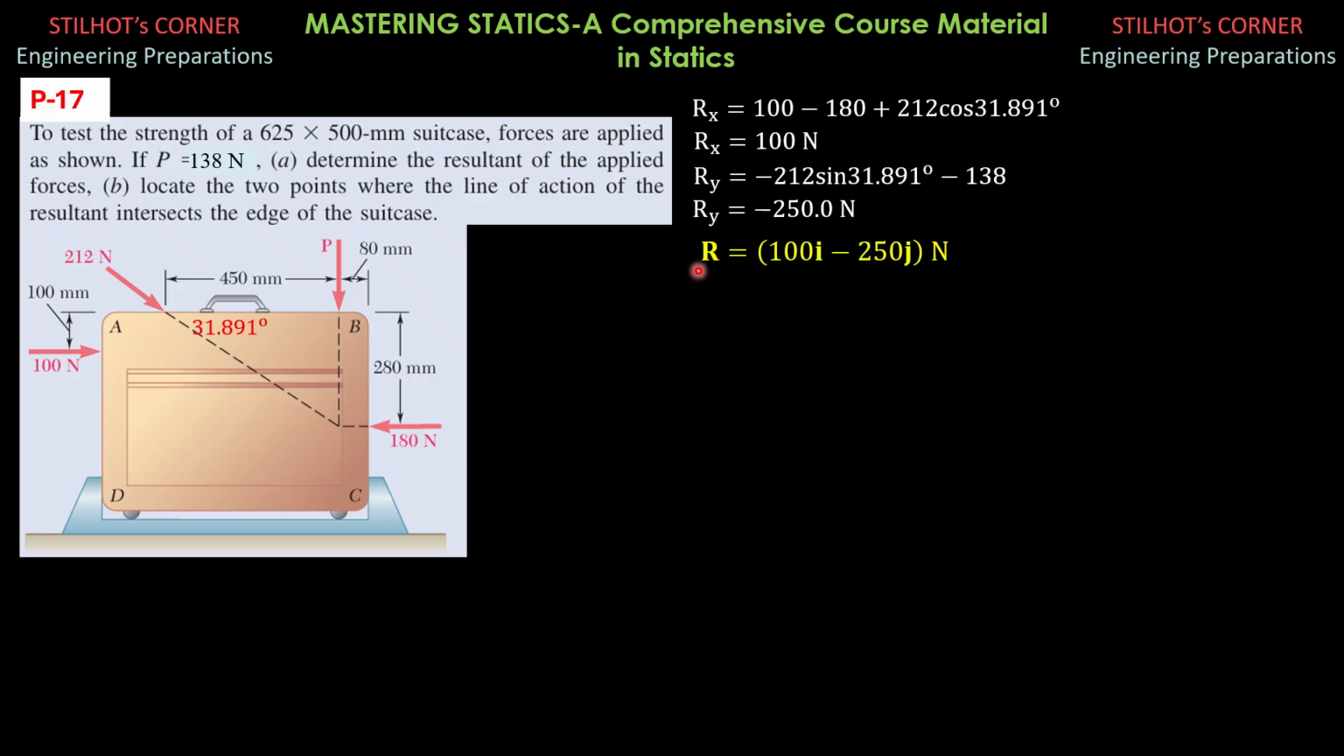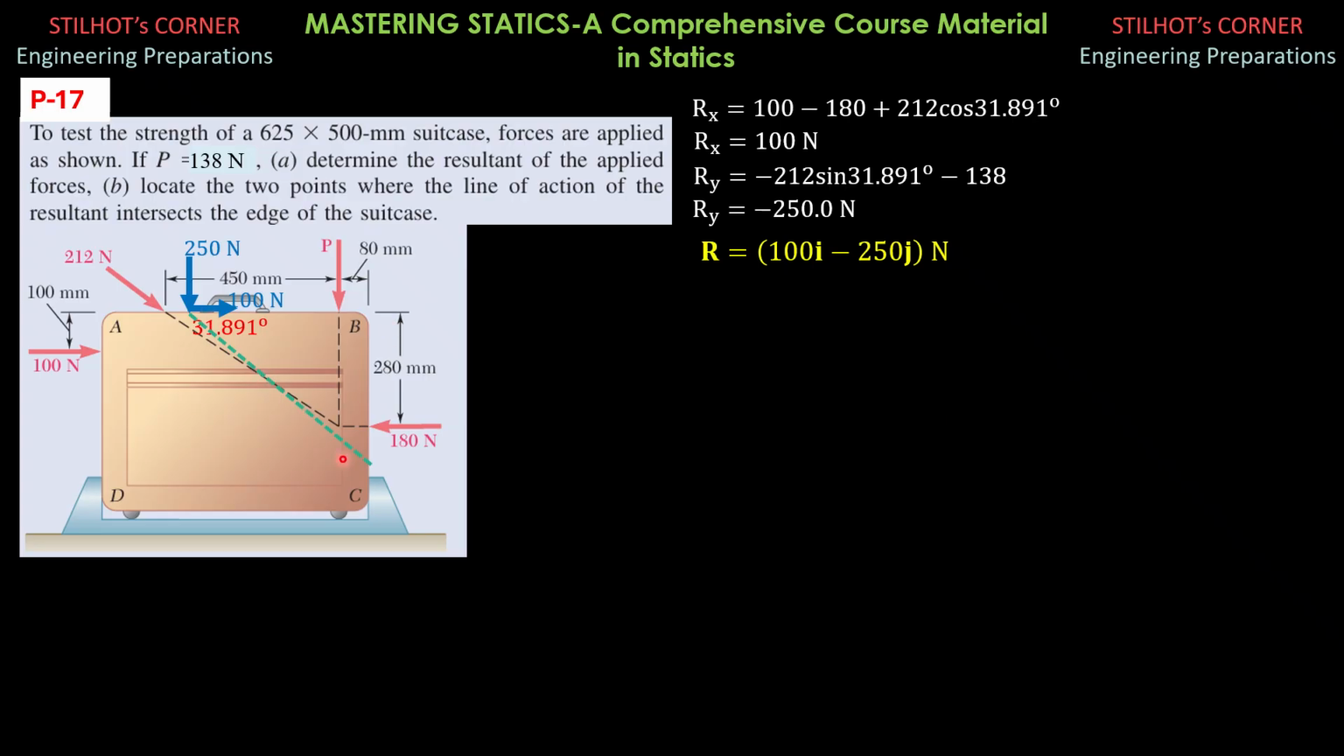So the answer can be represented by that, or you may compute the magnitude of R, then specify its line of action. That's the other way. So I'll now put this reaction components on the top portion of the suitcase and on this corner here as shown in this figure, and the distance from B is A.